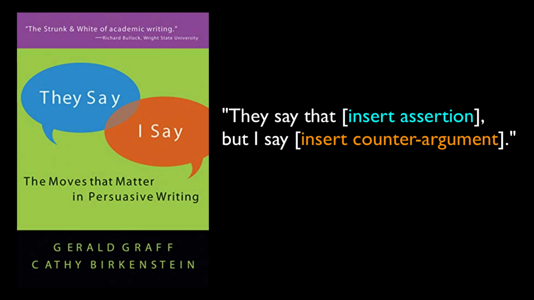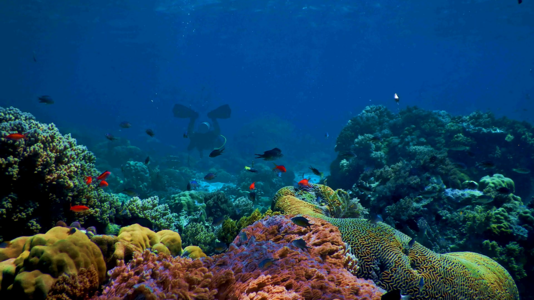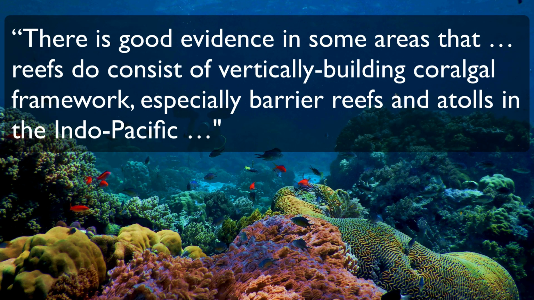The essence of their rhetorical model is that the writer not only makes a well-supported claim, I say, they do so by stating that claim in relation to the claims of others, they say. In a scientific paper, you can use this rhetorical technique to contrast your interpretation with that of other researchers. For example, in this paper excerpt, the authors offer an alternative explanation for how coral reefs grow vertically, but first acknowledge the validity of the traditional viewpoint.